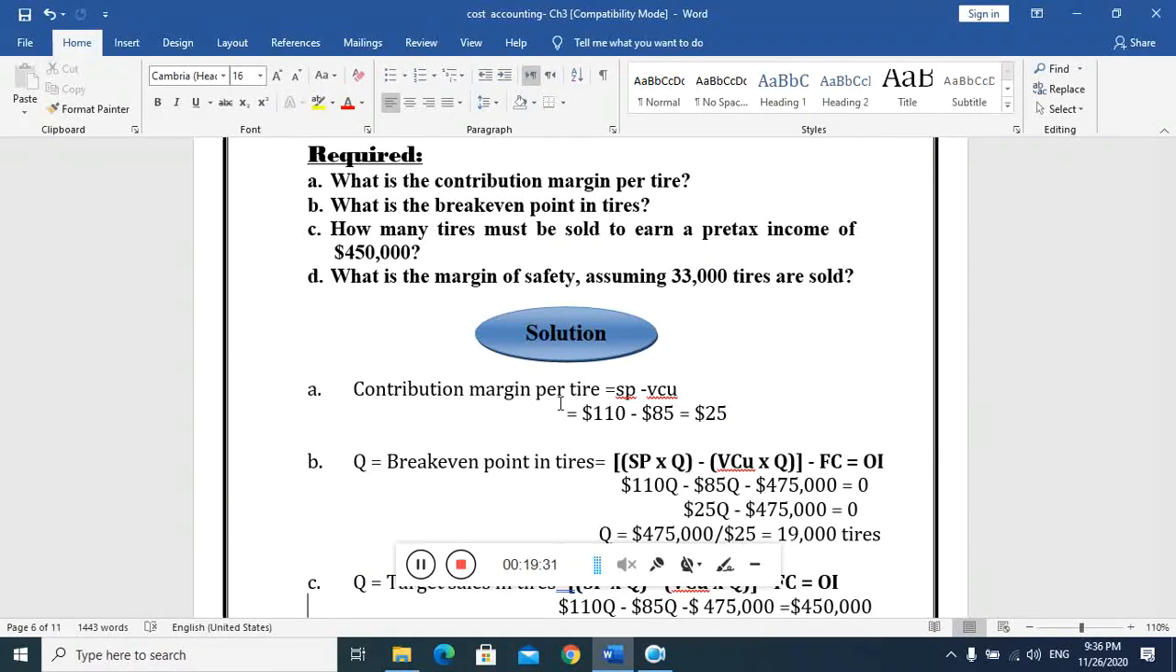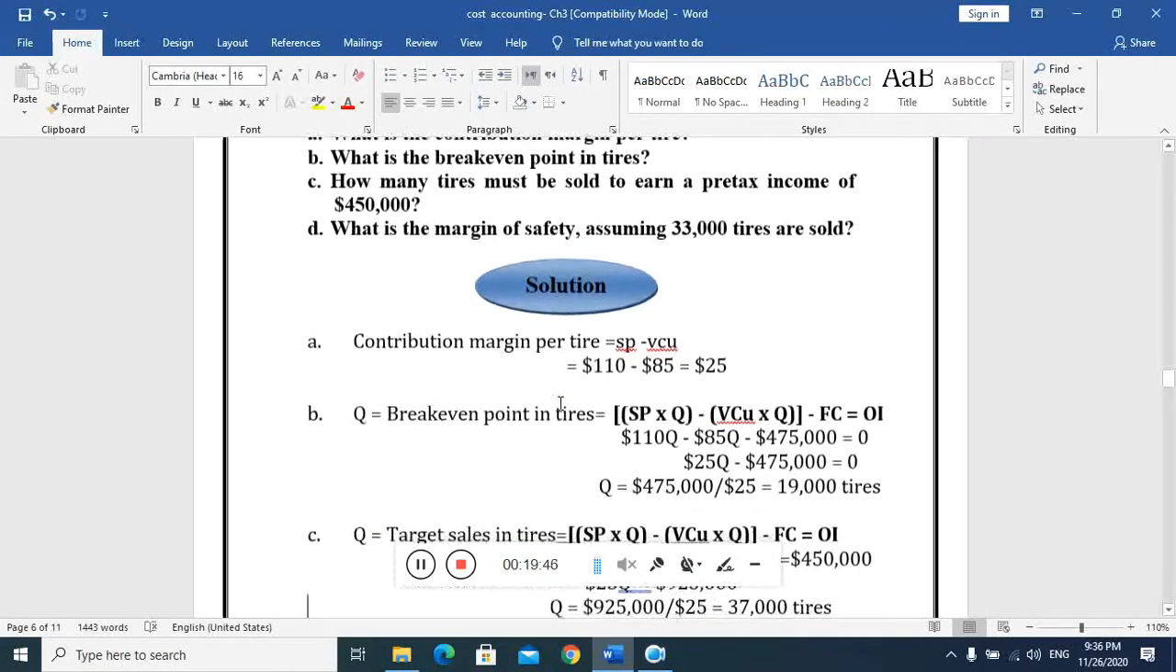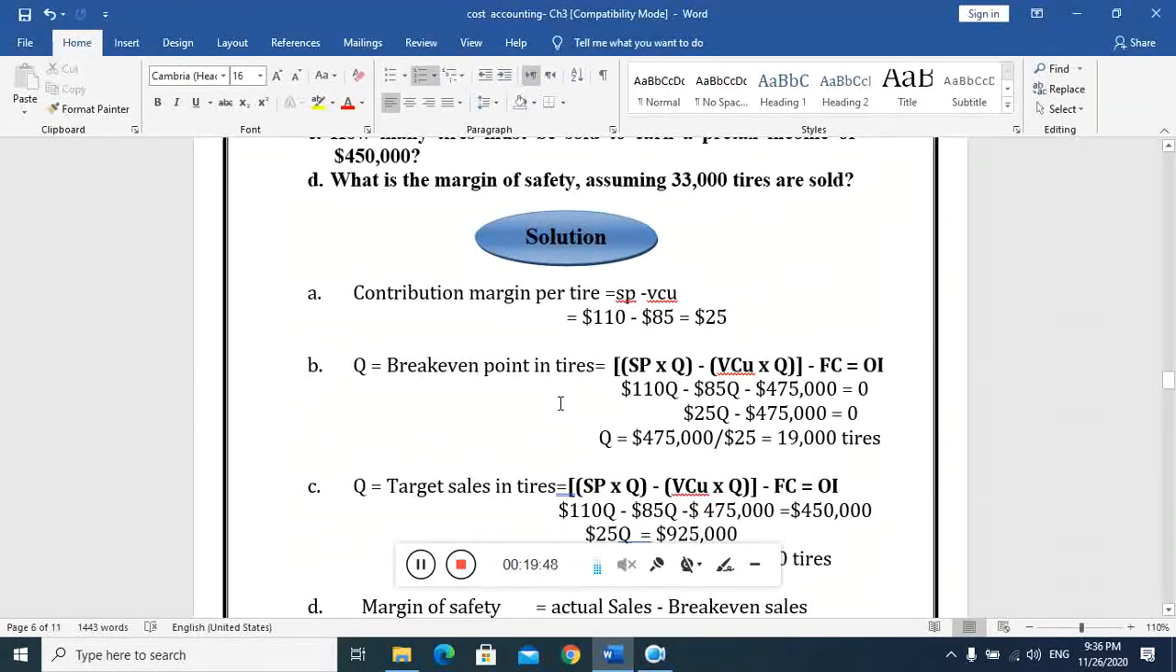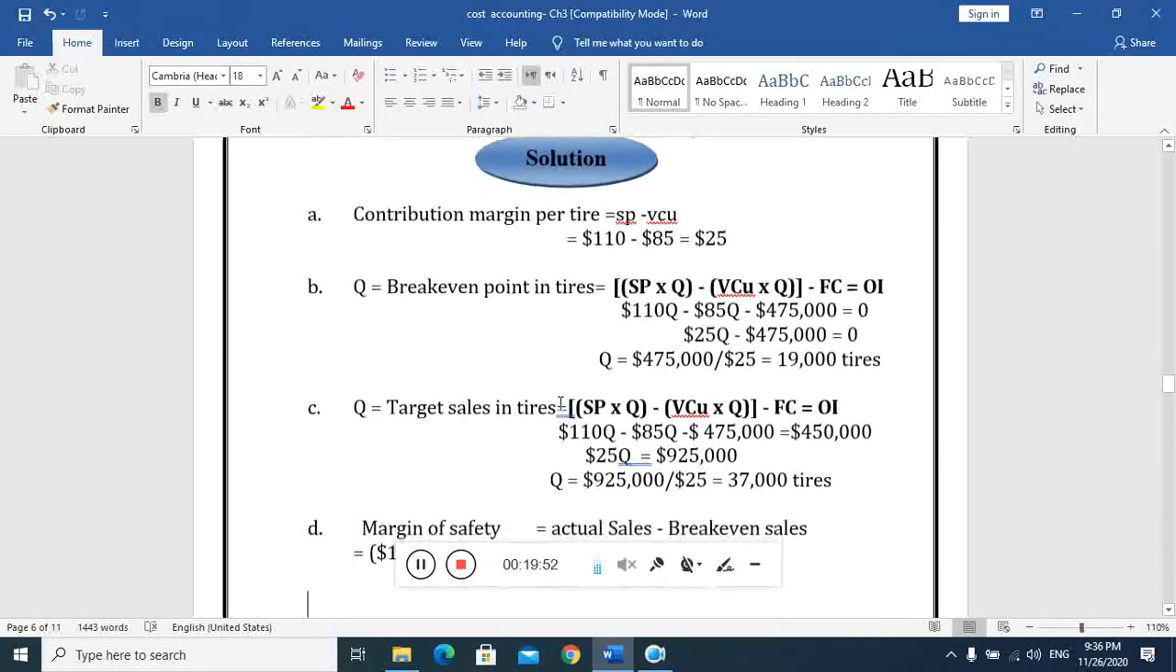So we can say that 110Q minus 85Q minus $475,000 equals 0. So Q will be 19,000 tires. Number C, target sales in tires.